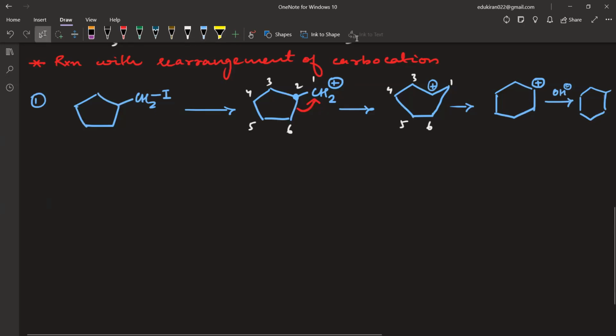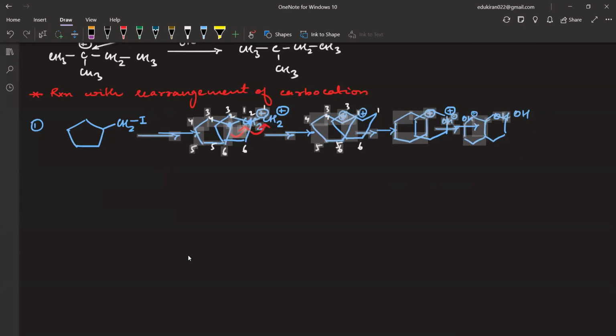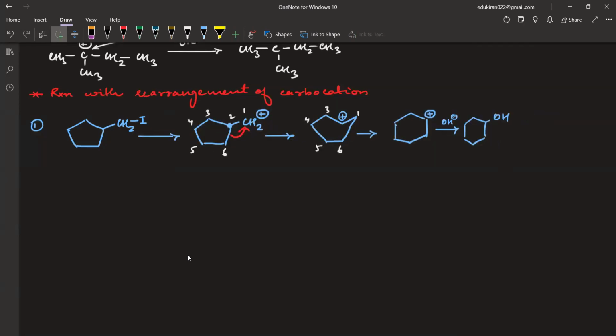OH. Okay. So as you can see, what has happened from a 5 member ring? From 5 member to 6 member ring. So see, 5 and 6 member rings are fine. Okay, keep this in mind. 4 can become 5, 5 can become 6.